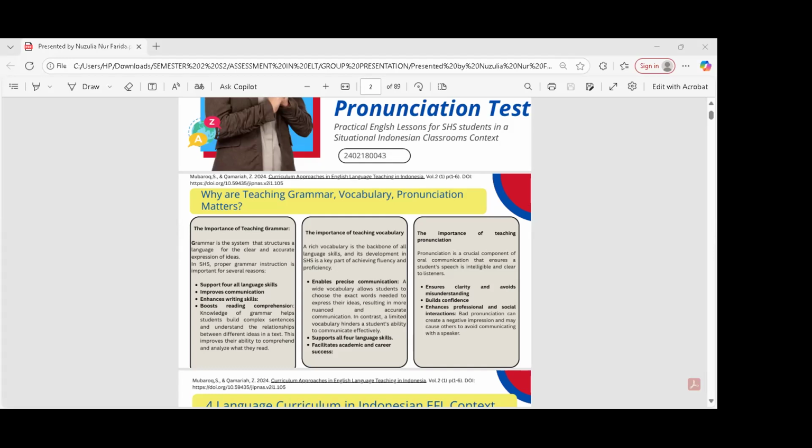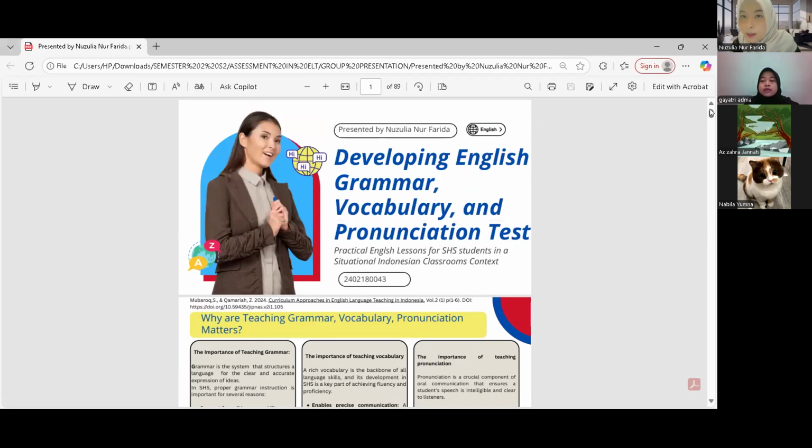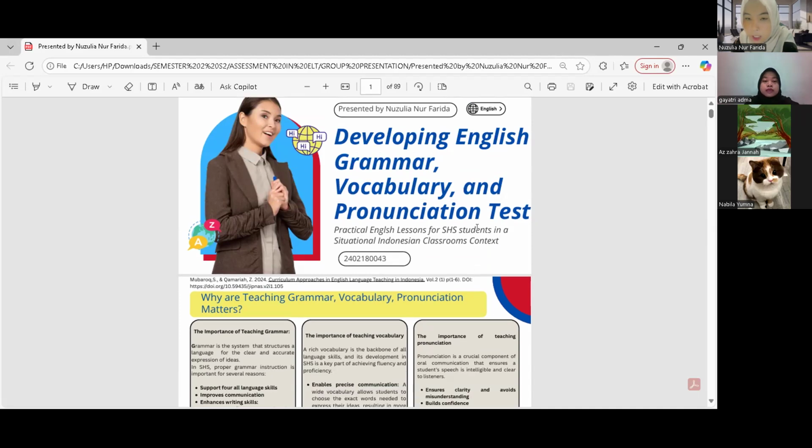And I am Nuzulia Nur Farida, and this time today I would like to discuss developing the test for grammar, pronunciation, as well as vocabulary. So, all of you guys can see my slide here. So, developing English grammar, vocab, and pronunciation.